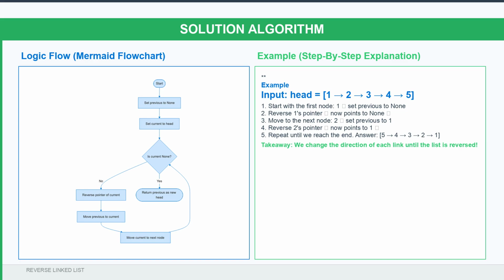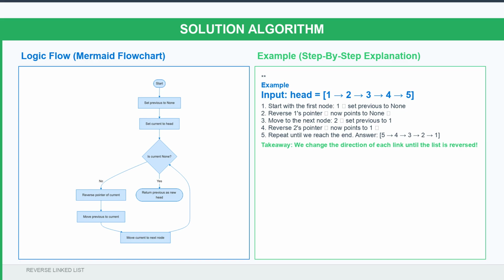Next, we initialize 3 pointers. Prev will be set to None since the new tail will point there, and current starts at the head of the list, where our processing begins. As we iterate through the list using a while loop, we store the next node, reverse the link of the current node to point to prev, and then move both prev and current one step forward. This process continues until we reach the end of the list. After the loop, prev will point to the new head of the reversed list, which we then return.